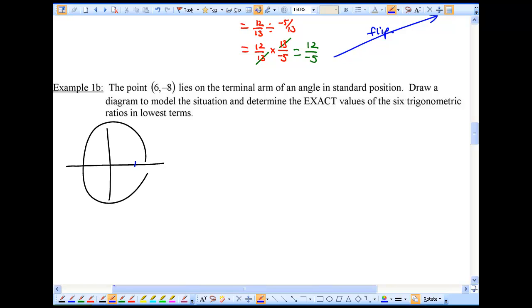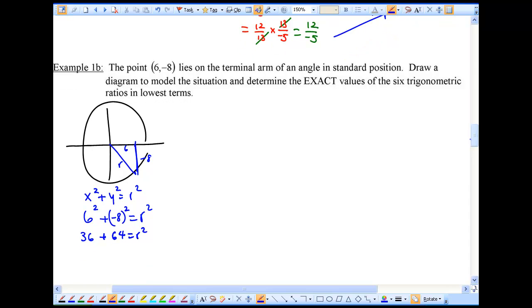6, -8. In this case, you need to actually figure out what r is. So remember the equation of the circle, x squared plus y squared equals r squared. That means x is 6, y is -8. So 6 squared is 36, 8 squared is 64. 36 plus 64 is 100, so r must be 10. By the way, there's no negative here because r is always a positive number. It's a radius, it's a length, it's 10. Okay. You do the rest.